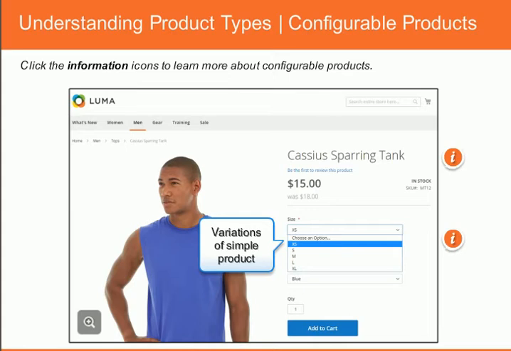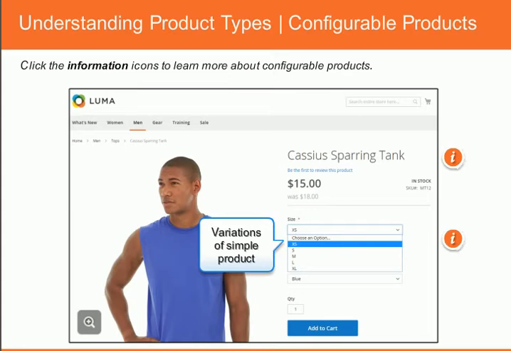Configurable products consist of variants of simple products. For instance, different sizes and colors of a shirt. Shoppers' choices dictate which variation of the product they add to their cart, and each variation is a simple product with its own SKU. You may want to base the SKUs of these simple products on the SKU of the configurable product. For instance, in our catalog, the Cassia sparring tank shown on this slide has a SKU of MT12. If the customer chooses small for the size and blue for the color, the simple product that will be shipped has the SKU MT12S blue.